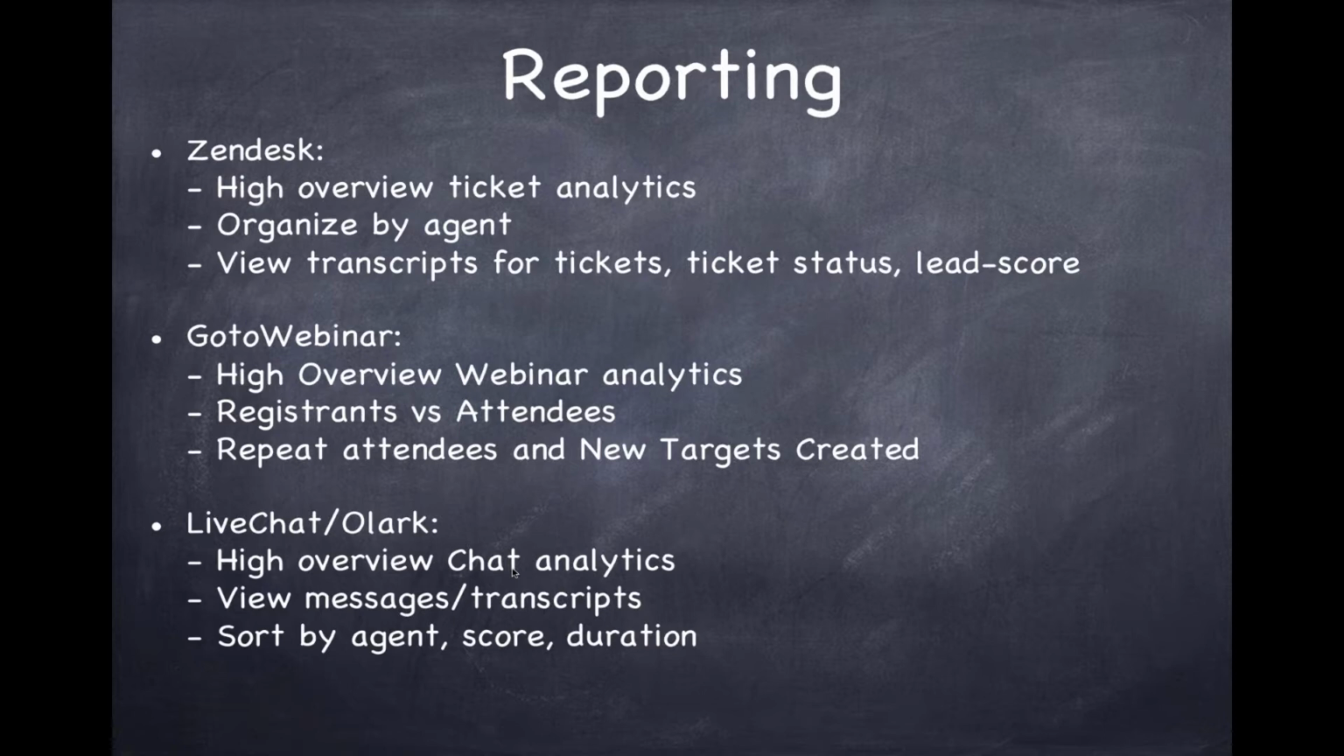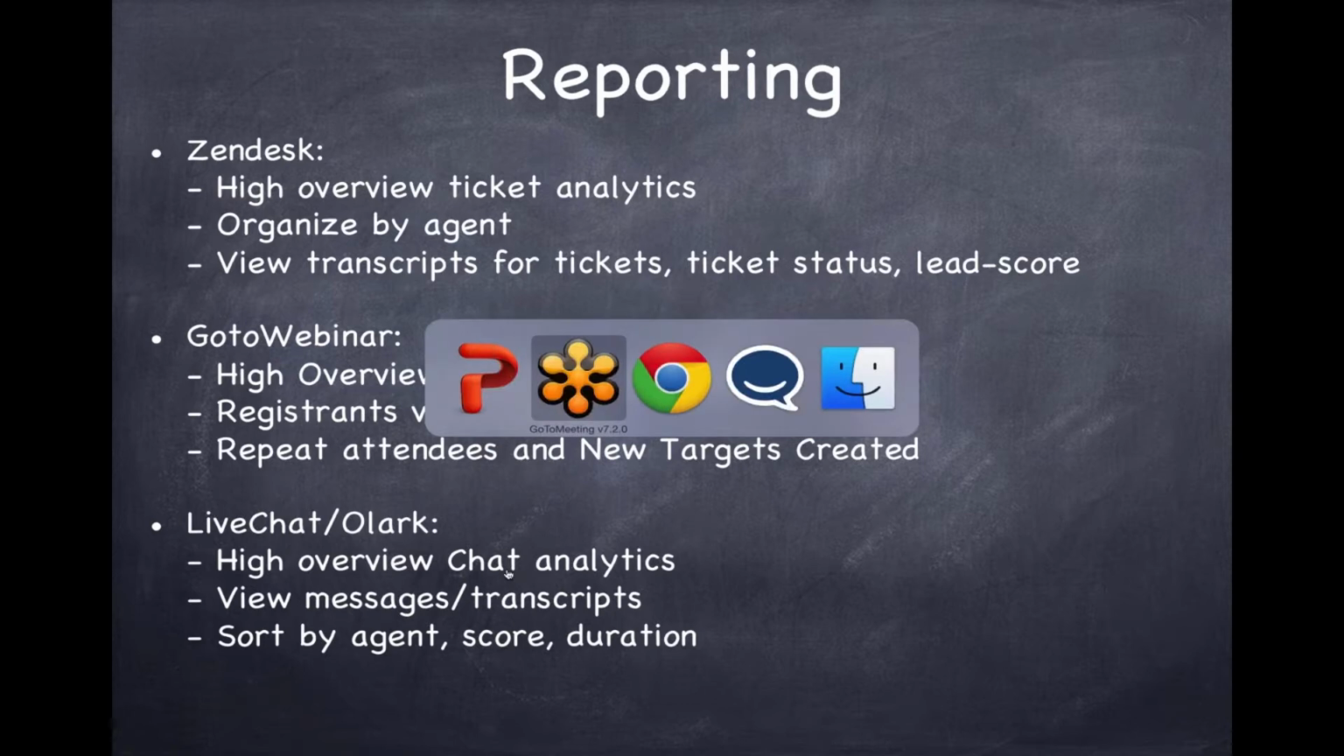With GoToWebinar, you're able to see total webinars, registrants, attendees, targets created, and any opportunities associated. You can drill down further by specific webinar to see if it's been presented or if it's scheduled via a colored icon. You can see registrants versus attendee percentage, average attendee duration, repeat attendees, as well as new targets created from the webinar. With live chat and OLARC, you can see chats created, unidentified versus returning participants, as well as ratings for chats. You can sort by chat session or name of target, duration, rated, agent, lead score, as well as the end time date.